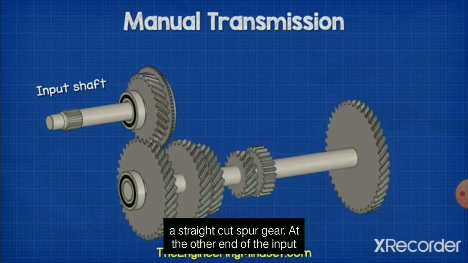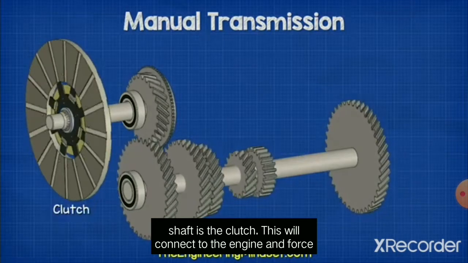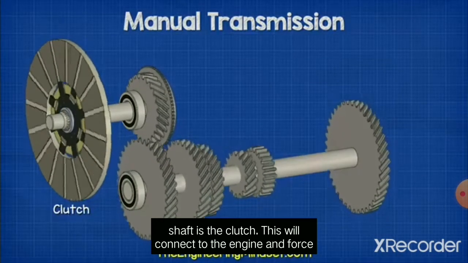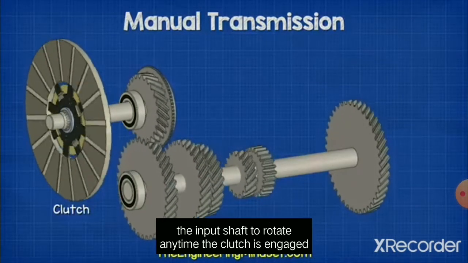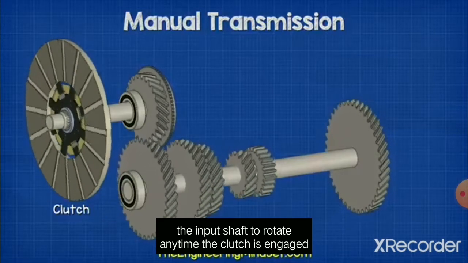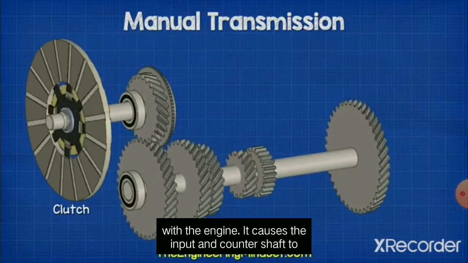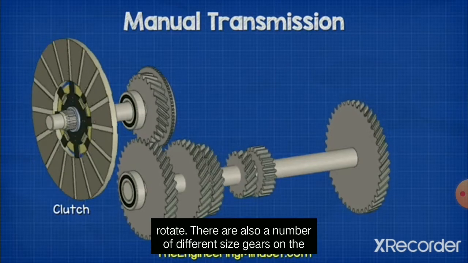At the other end of the input shaft is the clutch. This will connect to the engine and force the input shaft to rotate. Anytime the clutch is engaged with the engine, it causes the input and counter shaft to rotate.